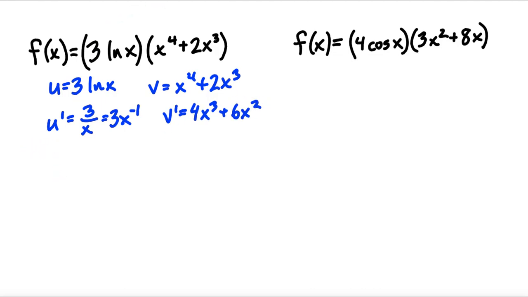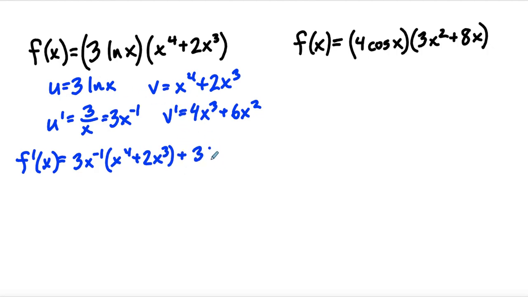Okay, so let's set up our derivative. We're going to have f prime of x. It's going to be u prime, which is going to be 3x to the negative 1, times v, which is going to be x to the fourth plus 2x cubed. And then I'm going to have u v prime. So I'm going to have 3 natural log of x times 4x cubed plus 6x squared.